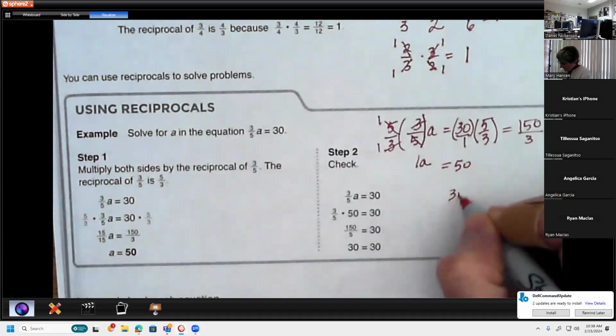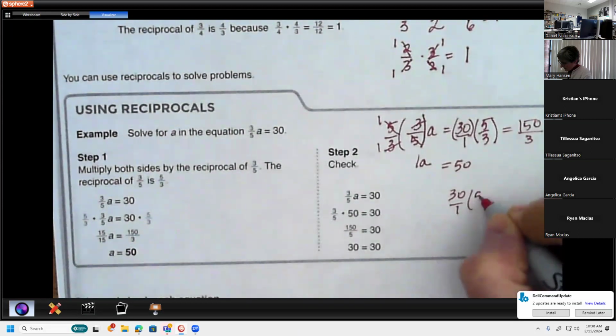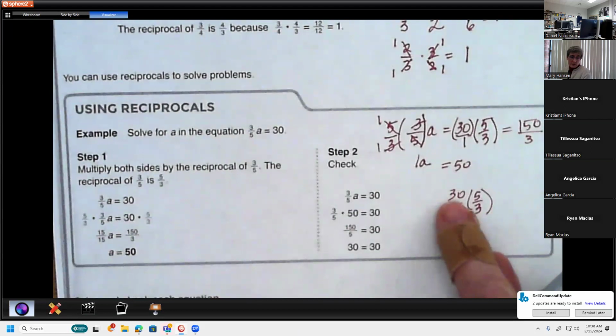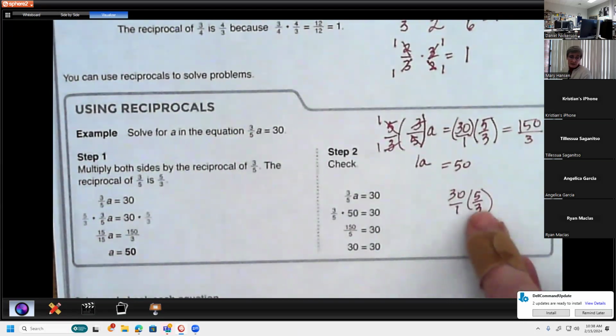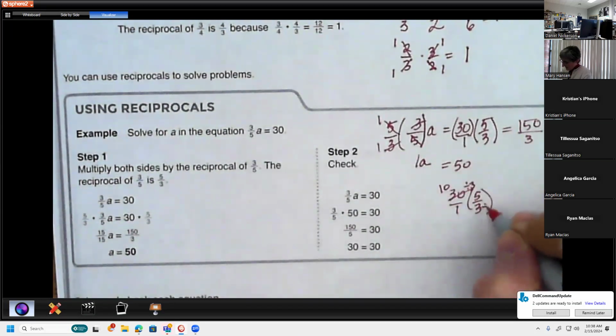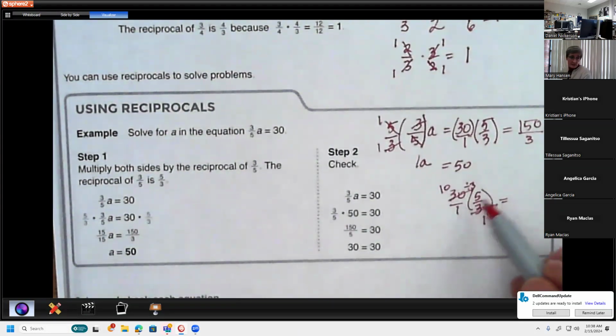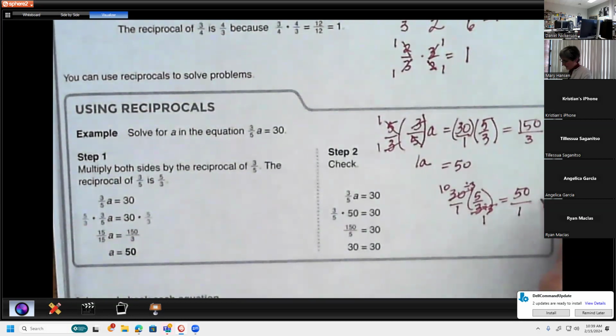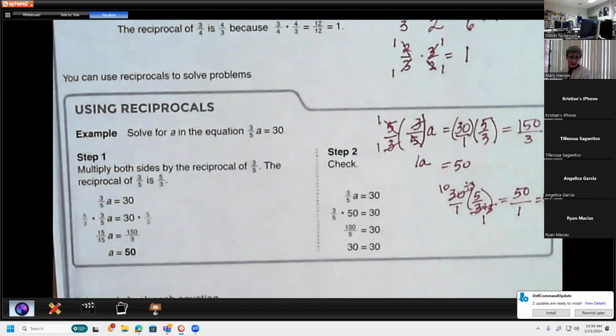The other way you could get to that answer is 30 is divisible by 3. And 3 is divisible by 3. So I can do 30 divided by 3 to get 10, and 3 divided by 3 to get 1. And so then what I'm left with is a 10 times 5 on the top, which is 50, and 1 times 1, which is 1, and 50 divided by 1 is 50.